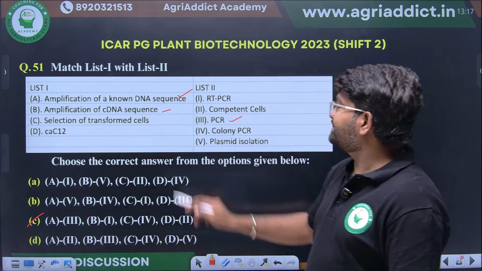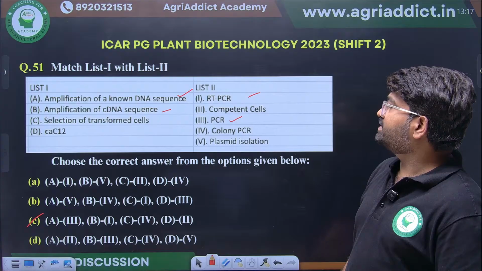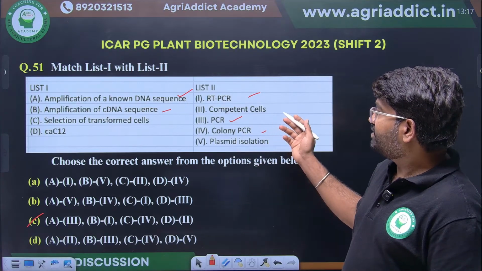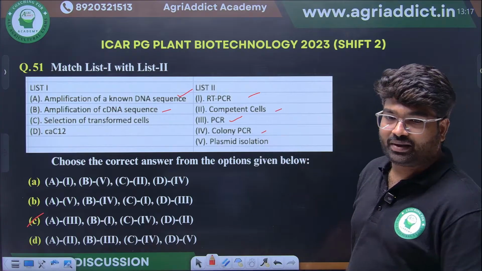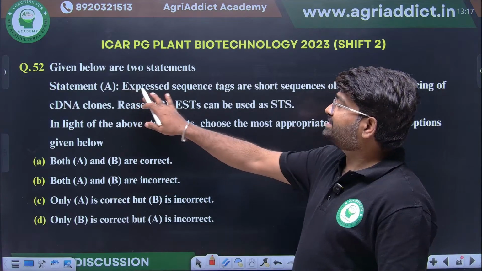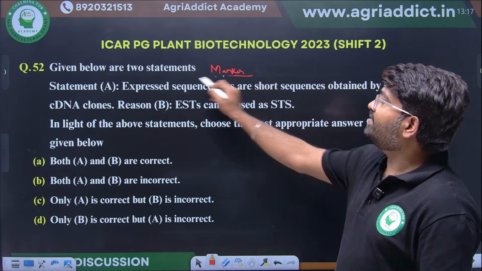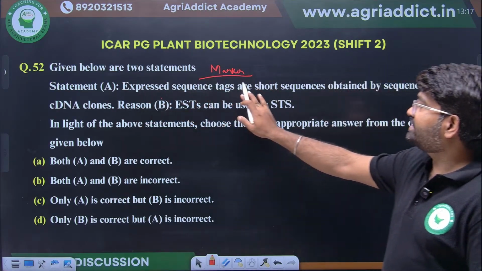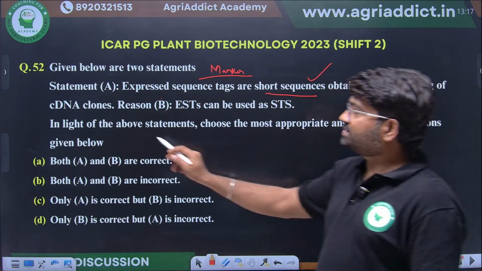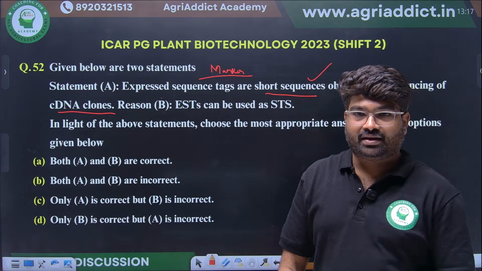Amplification of cDNA sequence, there RT-PCR we can use. Selection of transformed cell, colony PCR we can use. Calcium chloride, that will be specifically for what? Preparing competent cells. Yes, very good, right option only. Yes. Expressed sequence tags. Again one more question they have asked. Expressed sequence tags are short sequences obtained by sequencing of cDNA clones. Yes, that is correct only. We can obtain, yes.